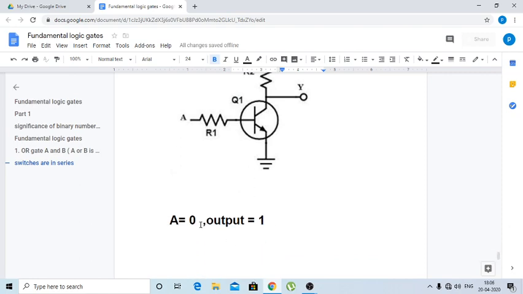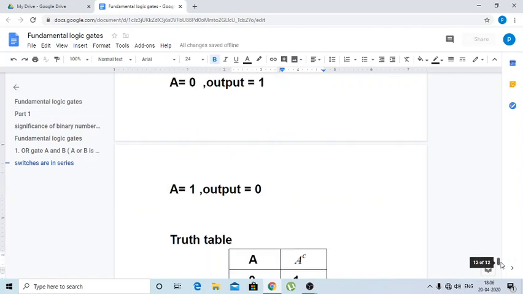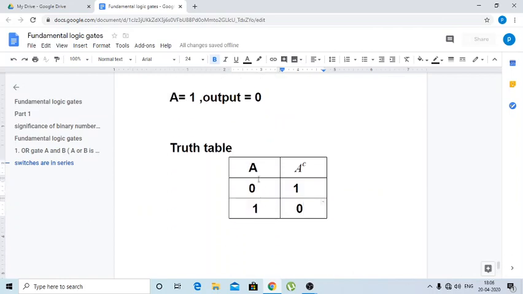If A equals 0, the transistor will be in the cutoff region, so output is high, the bulb glows, and A equals 1 means the transistor will be in saturation stage. Output is 0 and the bulb does not glow. This is the truth table of the NOT gate. If A is low, output is high. If input is high, output is low.